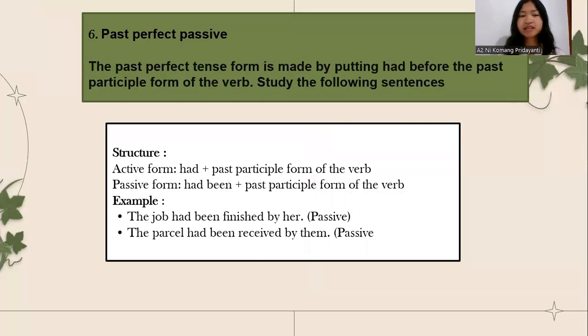And then next is past perfect passive. The past perfect tense is made by putting had before the past participle form of the verb. For the passive structure, had been plus the past participle form of the verb. For the example, the job had been finished by her. And then the parcel had been received by them.